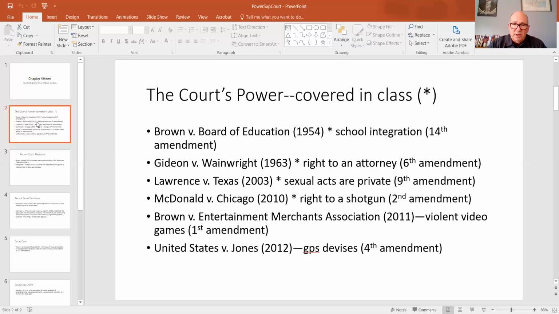If you had police put a GPS device on a car, then that was in fact a requirement for a search. It required a search warrant. And so that was then the Fourth Amendment. It would be a violation of the Fourth Amendment to put a GPS device on a car without getting first a search warrant. So the ruling in United States v. Jones.